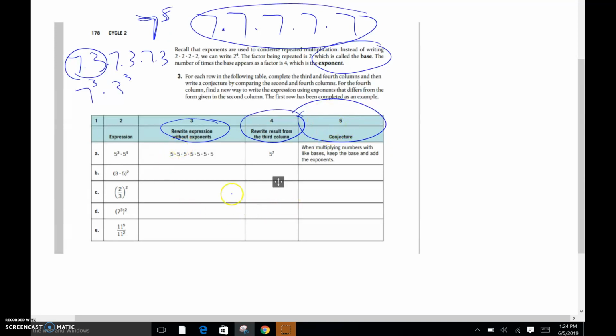So fill out the chart, pause it, do it on your own, don't cheat. Okay, you don't learn that way. So try it on your own, and then we'll come back.